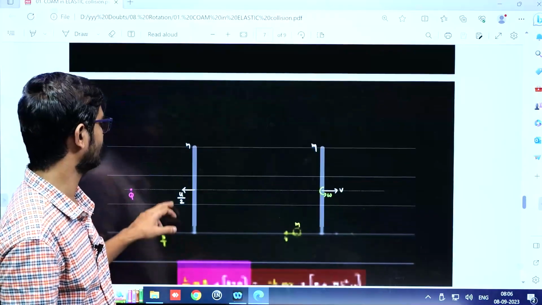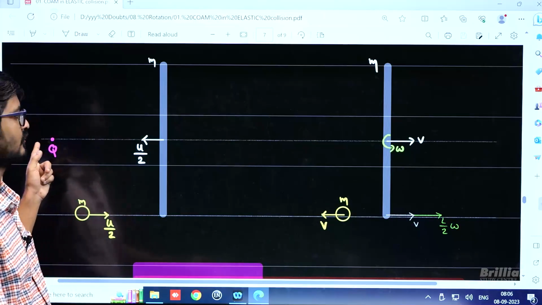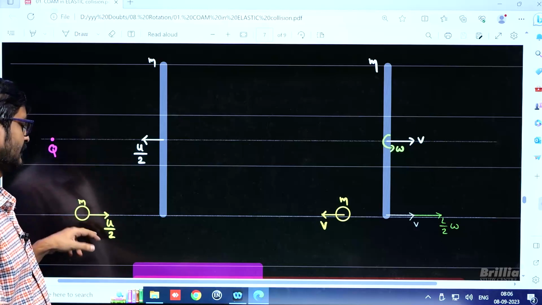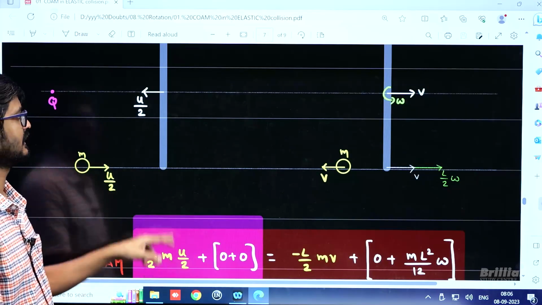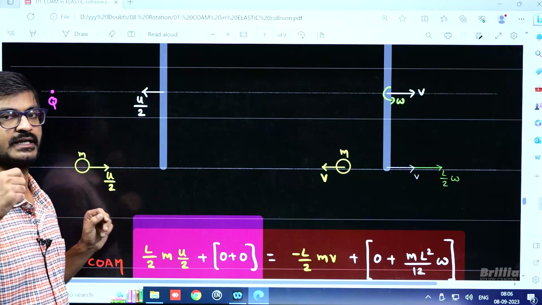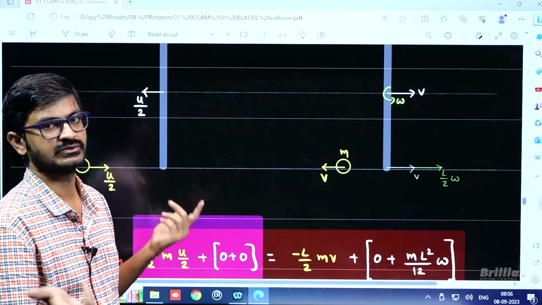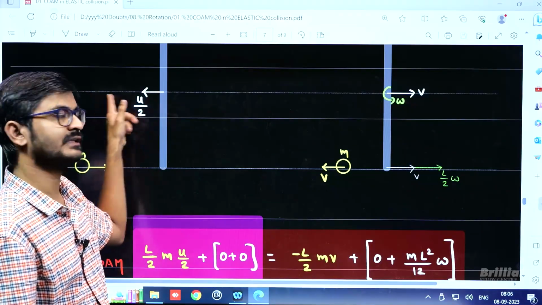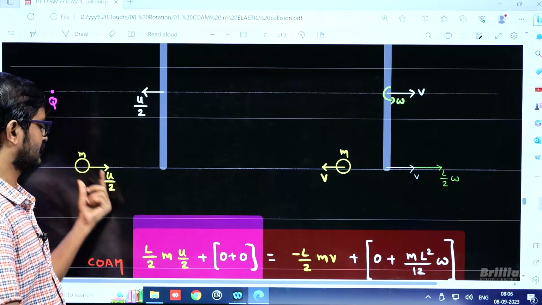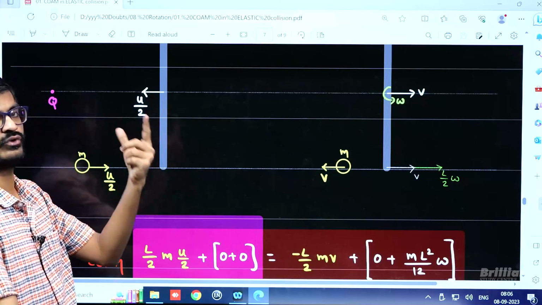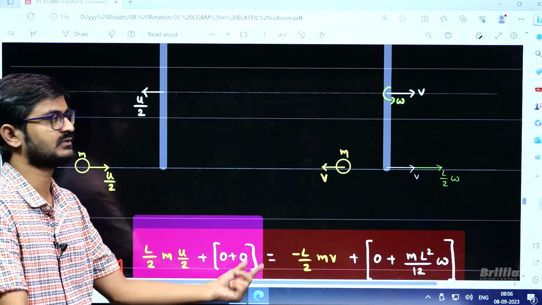Now I will be doing conservation of angular momentum about point Q. If I do conservation of angular momentum about point Q, this guy will be having L by 2 into m into u by 2, this is angular momentum of this guy. Angular momentum of this guy will have 2 components, angular momentum of center of mass and about center of mass. It is not rotating about center of mass, so it will be 0. Angular momentum of center of mass is also 0 because velocity is passing through that point. So for this guy, this is the angular momentum. For this guy, there will be 2 components, of center of mass and about center of mass. Of center of mass is also 0, about center of mass is also 0.